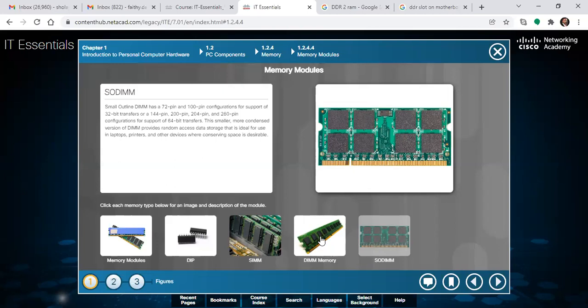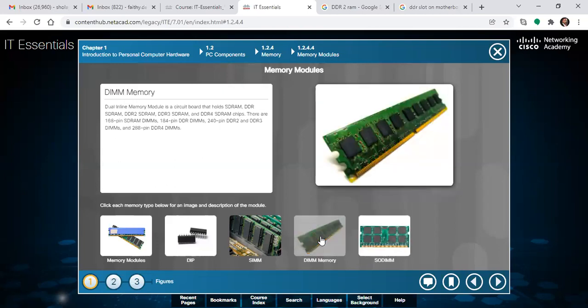But if you're looking for the latest systems that you have in the market today, you look for a DIMM memory. Okay, so a DIMM memory always has chips on both sides. Okay, most of them always have chips on both sides. Okay, so let's look at the diagram.